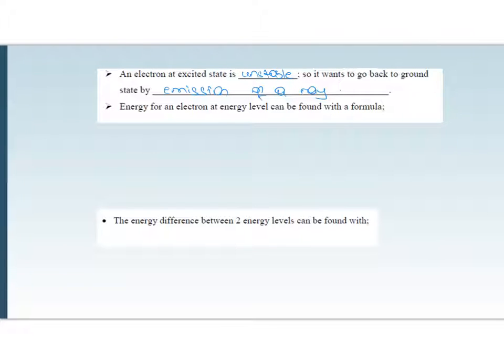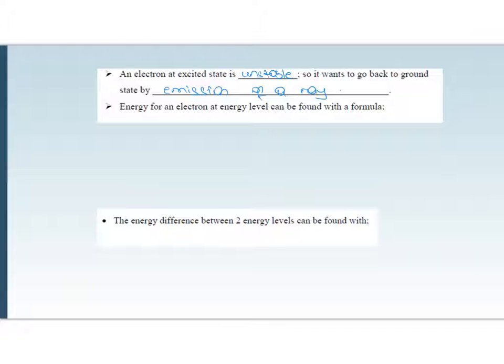Sometimes you can see this ray as a yellow light, blue light. It depends on the wavelength. Sometimes you cannot see this ray. It can be a gamma ray, or it can be an ultraviolet ray. It depends on the frequency and the wavelength of this ray.